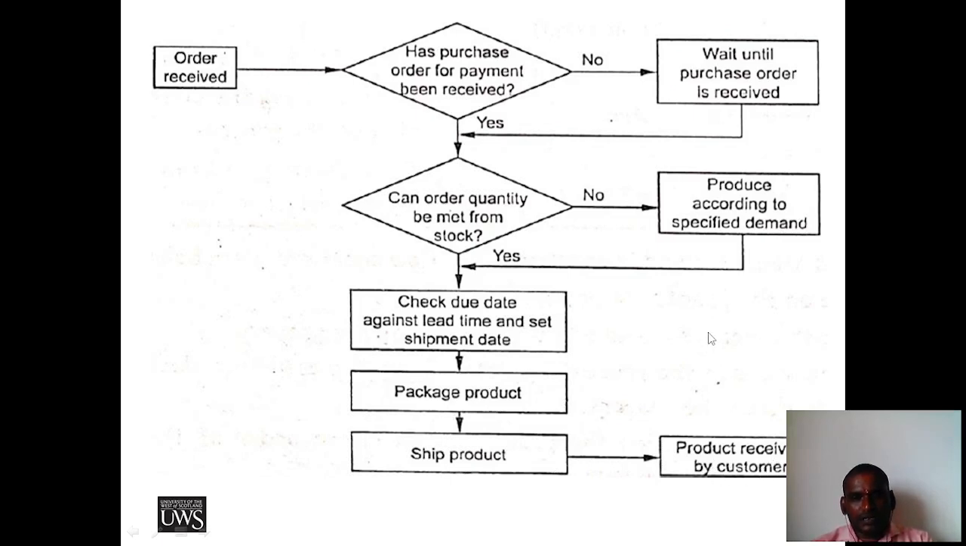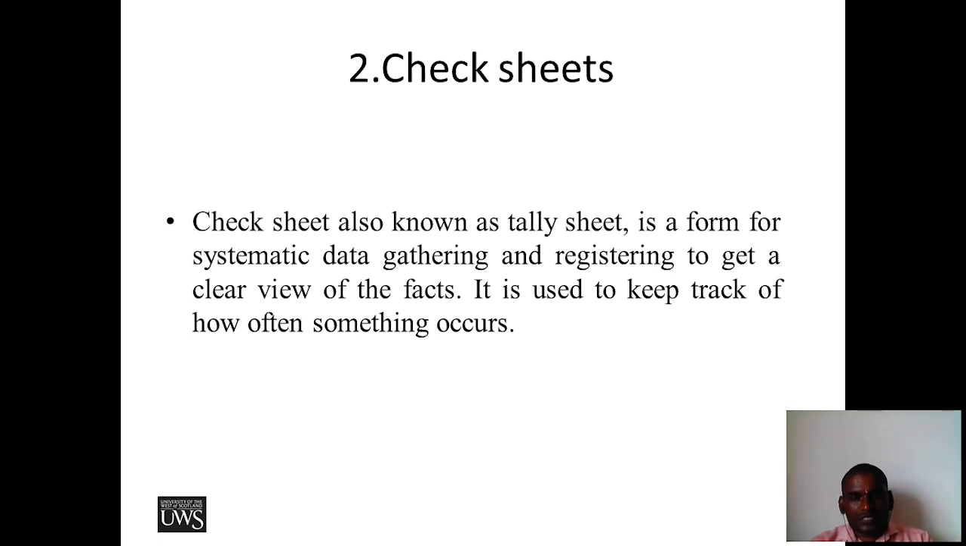This is a process flowchart from a customer ordering a product to receiving that particular product. Based on the flowchart, we can easily understand the process of how the order is placed and then delivered to the particular customers. So this is a flowchart.